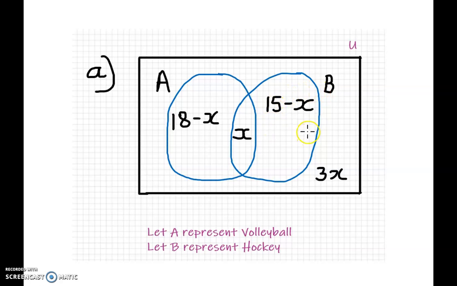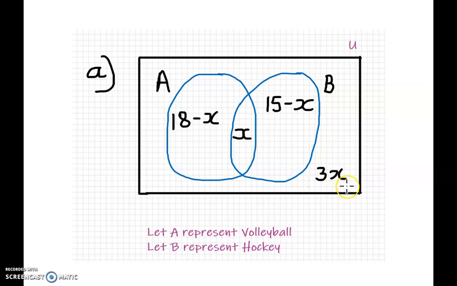Correction. Here is volleyball. The number of persons that played volleyball only is 18 minus x. This represents volleyball only. The number of persons that played hockey only is this region here, 15 minus x. So the number of persons that played volleyball only is 18 minus x, and the number that played hockey only is 15 minus x. You need to keep this in mind when you move on to part C and part D.